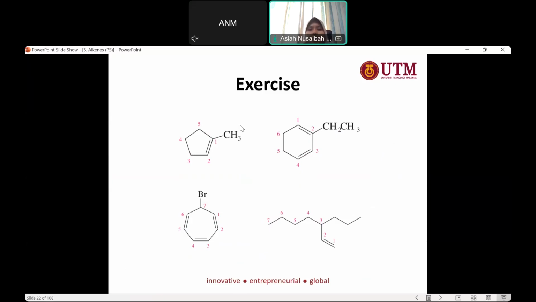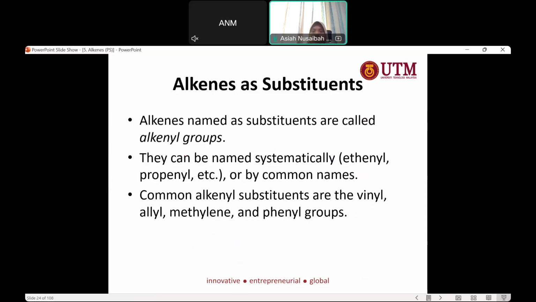And then how many C are there? Then you have to calculate how many C in the ring. So we have 5 C. But additionally, we have a branch, which is a methyl there. So don't forget about the methyl. So we have methyl, and then we have the alkene as well at the first C. So you have to consider those in naming your structure. Okay, please do it by yourself and submit it later.